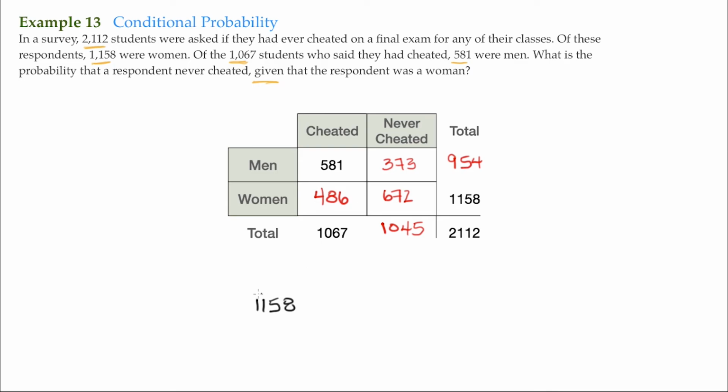So given that they're in this group, what is the probability the respondent never cheated? Well, that's this group right here. So that's 672 out of the 1,158. That's approximately 0.5803. So we can say approximately 58.03%.